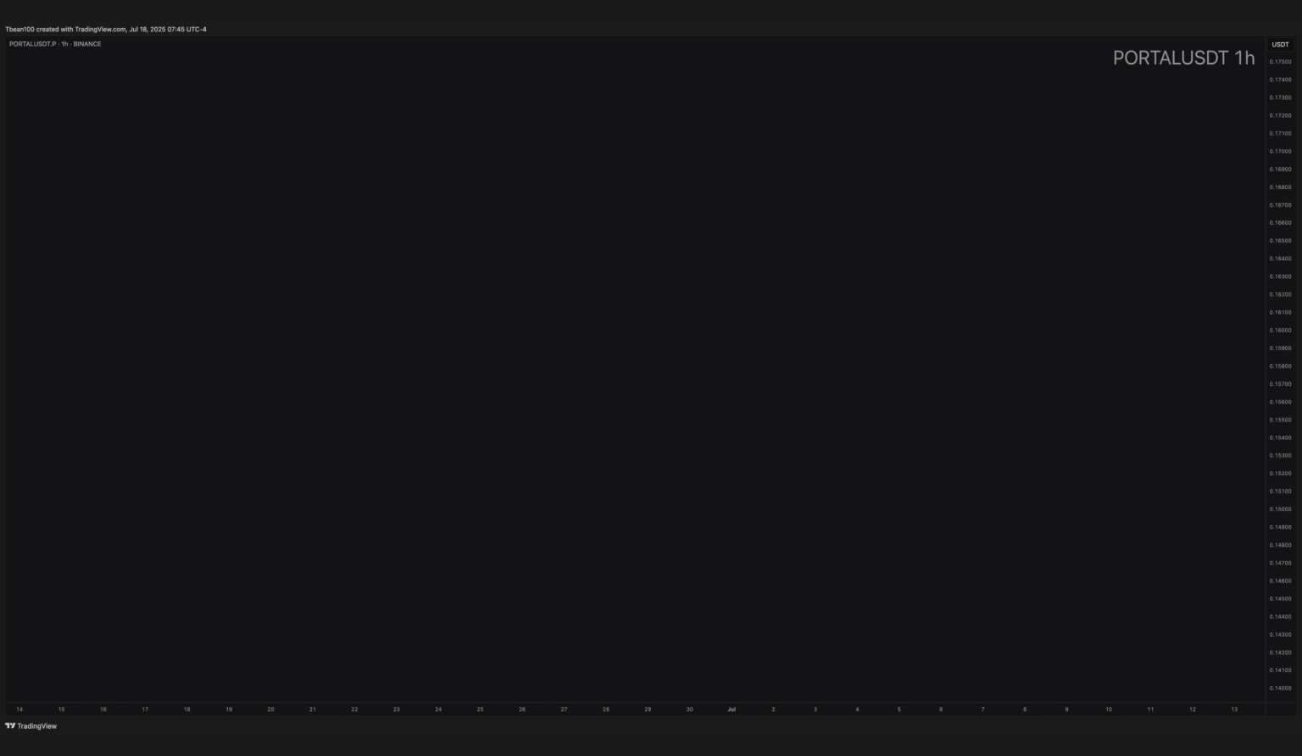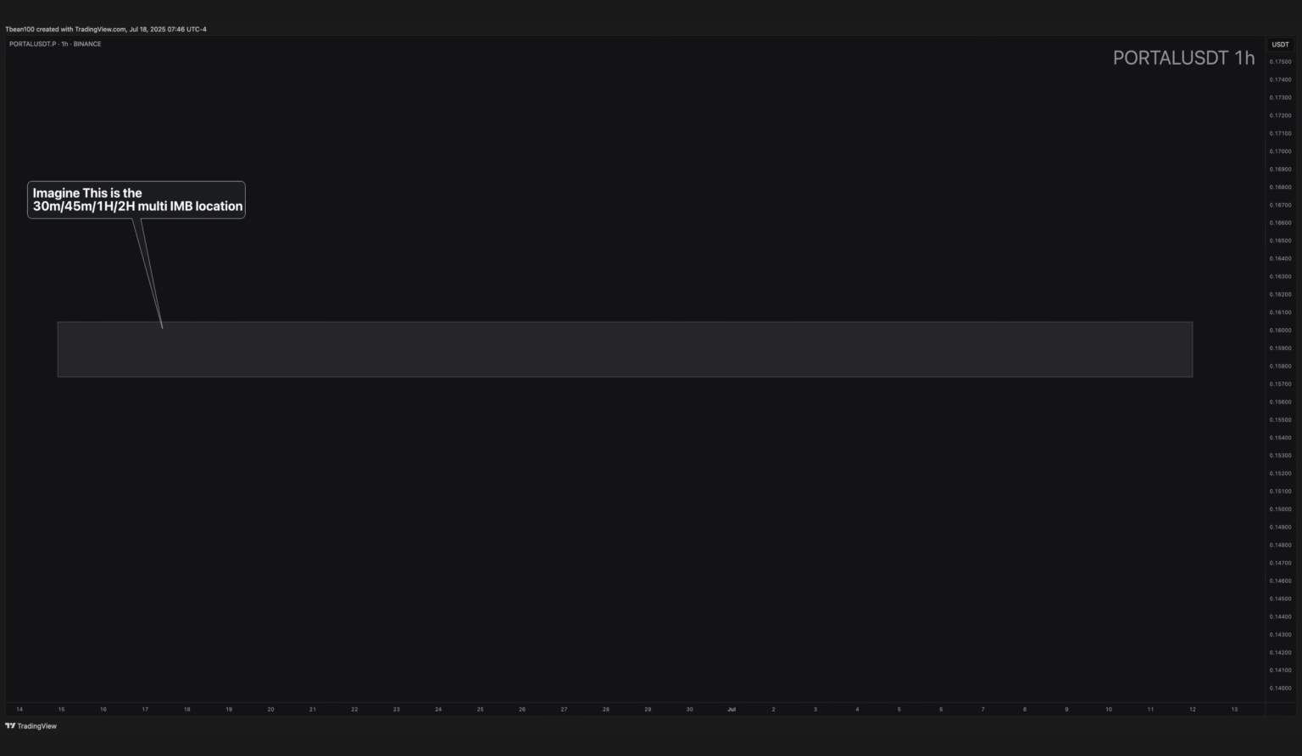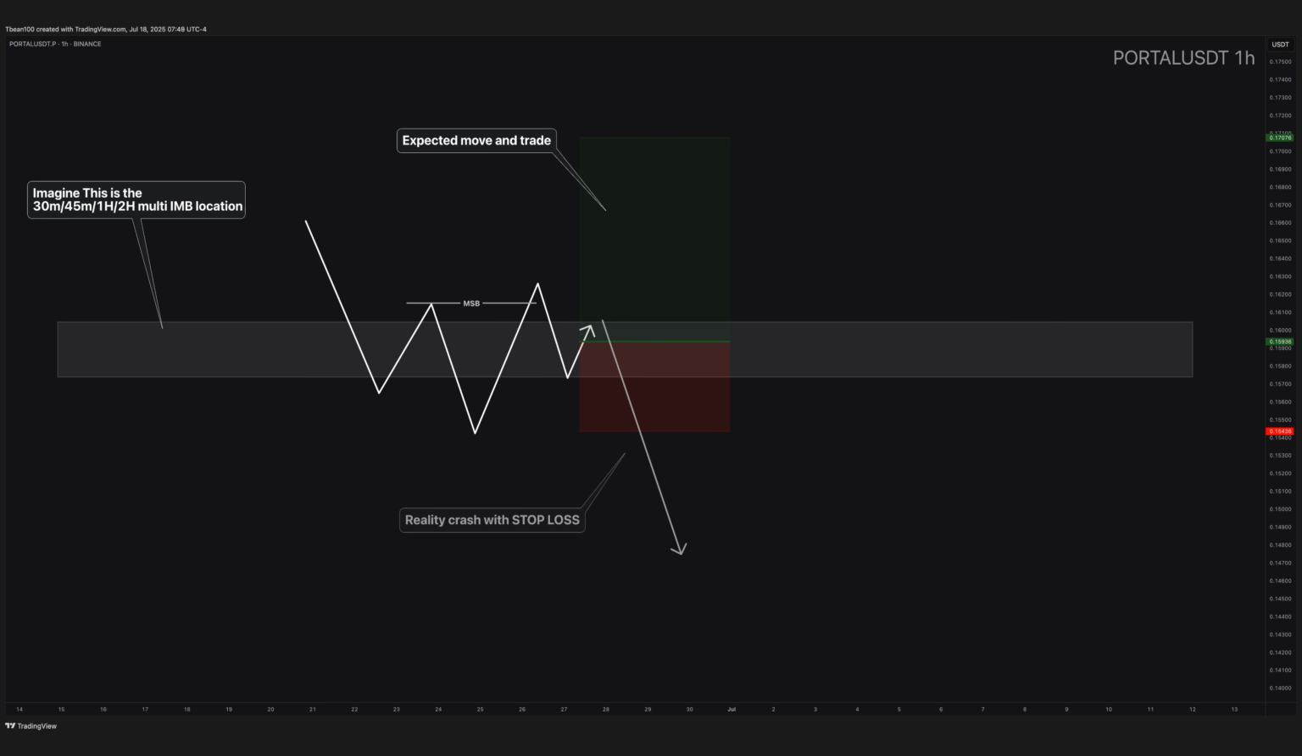Okay, let's have a deep talk on the structures and taking better trades. Imagine that you spot a nice multi-imbalance area. We know that the asset is trending and now pulling back into this zone. What can we do? It is actually quite simple, right? Wait for the inner structure shift and take a trade accordingly. This is the most logical movement and the trade.